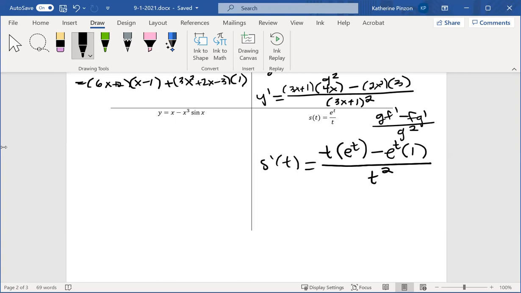I got 1 because the derivative of t is 1. So in this case, I said f was e to the t, g was t, f prime, the derivative of e to the t, is e to the t, and g prime is going to be 1. The derivative of t is just 1 because this is a line with a slope of 1.